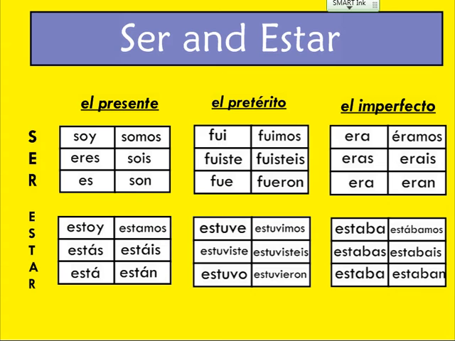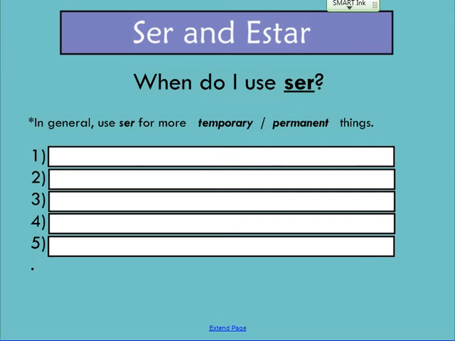So now that we remember how to conjugate both verbs in all 3 tenses, we need to talk about how to choose which verb to use in a specific context. So let's start with ser. Now this is not a hard and fast rule, but ser is generally used when we are talking about things that are more permanent. If you want to tell your girlfriend that she's beautiful, for example, be sure to use ser so that she knows you mean she's beautiful all the time, not just today.